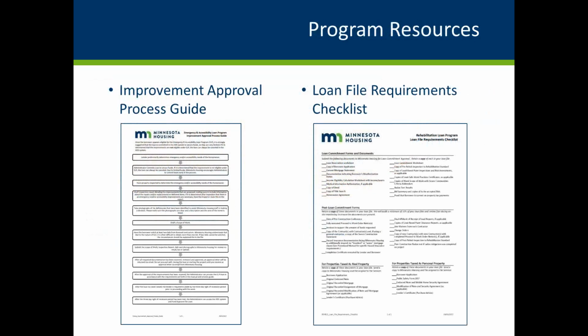We have several resources available on our website to help guide you through the Emergency and Accessibility Loan Program. The process for an Emergency and Accessibility Loan is a little different than an RLP loan, taking into consideration that we want to address emergency situations as quickly as possible. The Improvement Approval Process Guide explains a step-by-step process for the lender. The Loan File Requirements Checklist is a useful guide to help you keep track of all of the documents that are needed to process each Emergency and Accessibility Loan Program file.